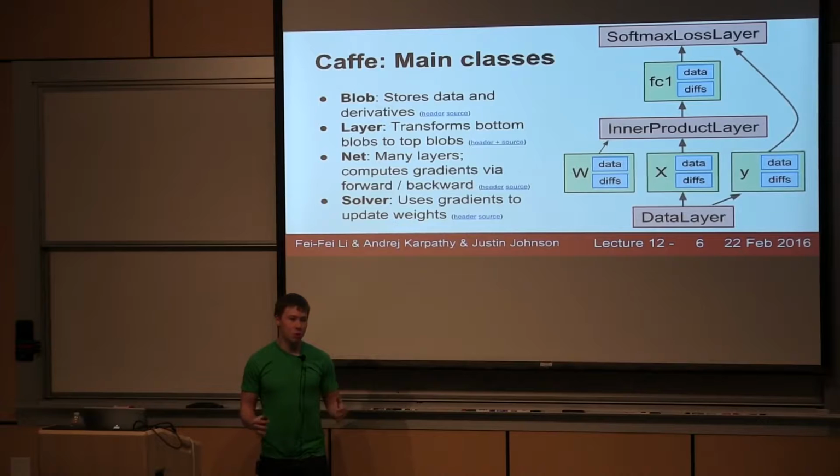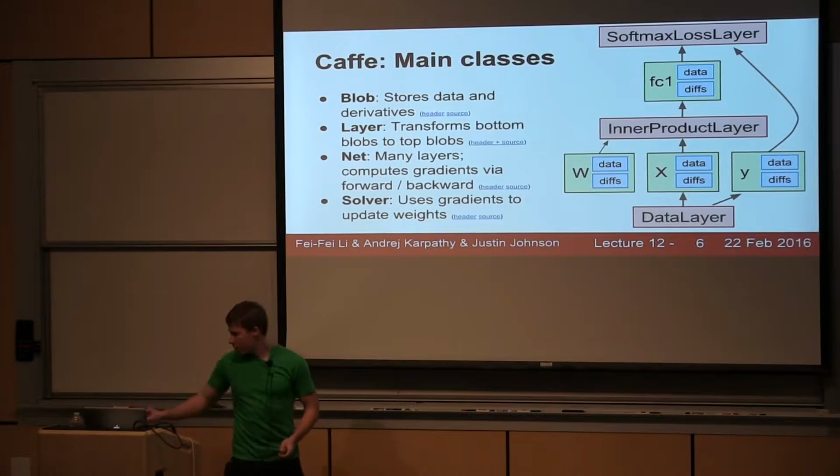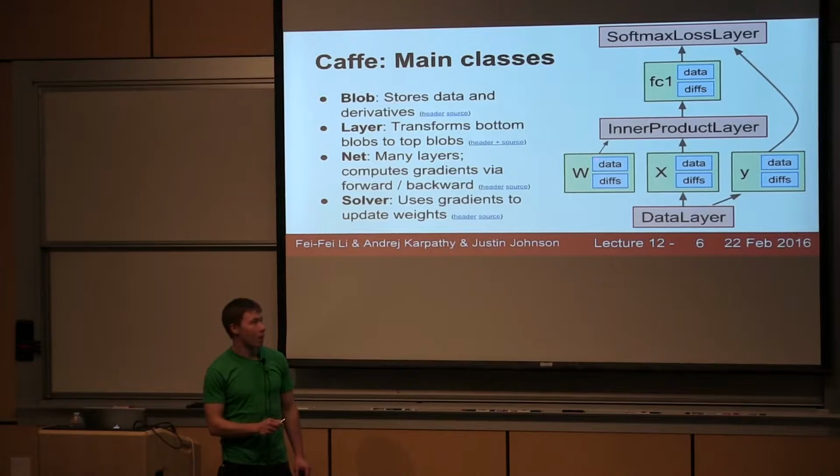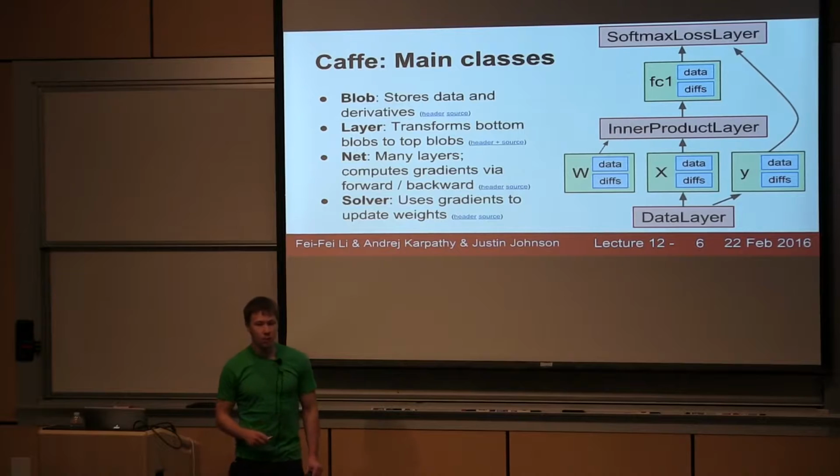Caffe is this huge project with probably tens of thousands of lines of code, and it's a little bit scary to understand how everything fits together. But there are really 4 major classes in Caffe that you need to know about. The first one is a blob. Blobs store all of your data and your weights and your activations in the network. So your weights are stored in a blob. Your data, which would be like your pixel values, are stored in a blob. Your labels, your y's, are stored in a blob. And all of your intermediate activations are also stored in blobs.